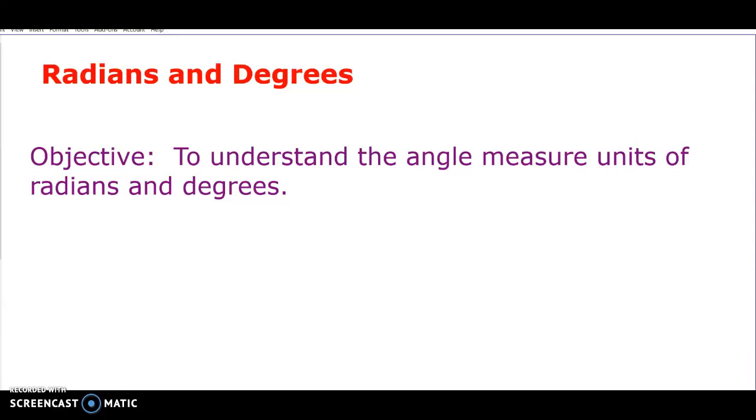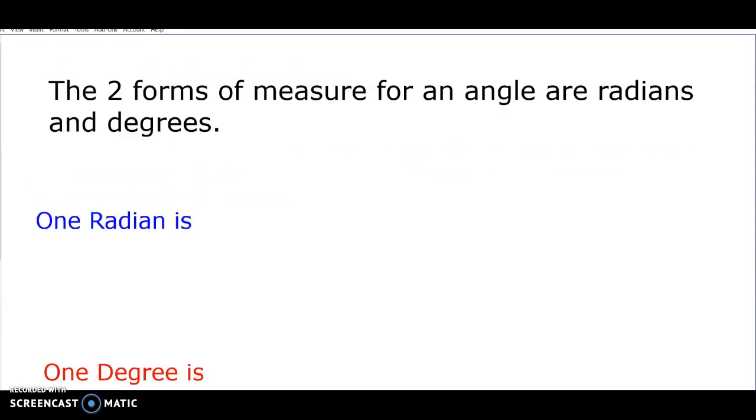All right, let's talk about radians and degrees. So we know that we have two forms of measure for an angle, and those would be radians and degrees. So let's first define them and talk more about them, to better understand.